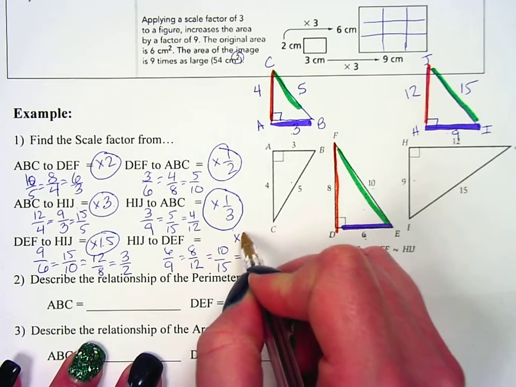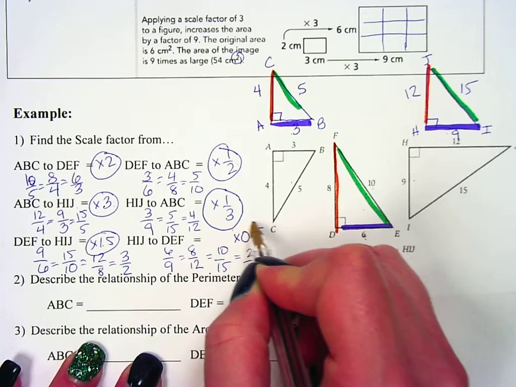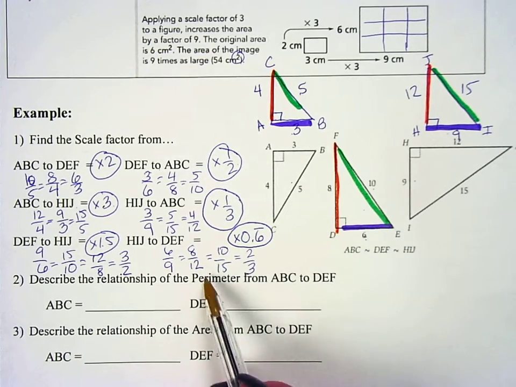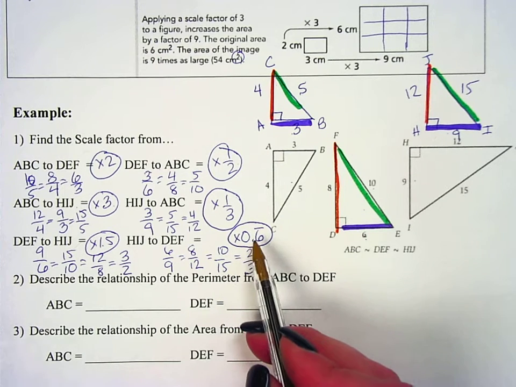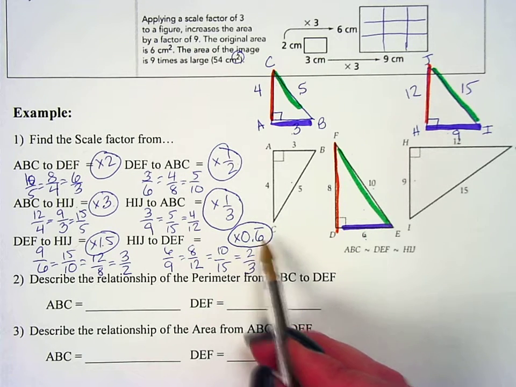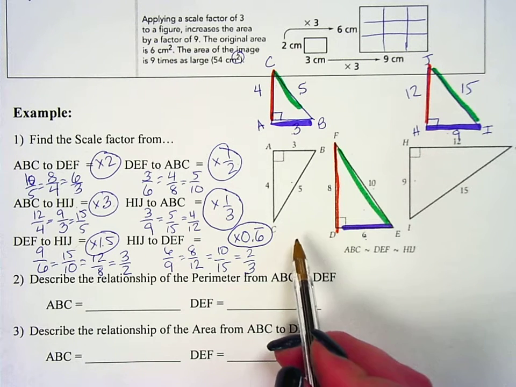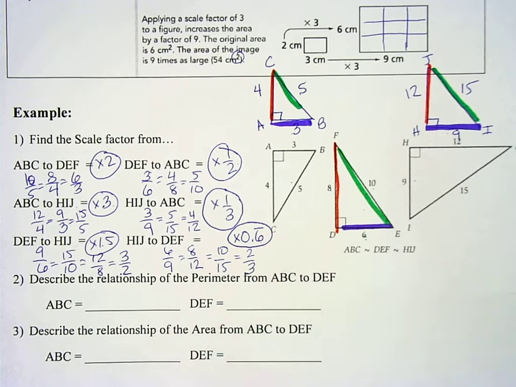Or we can say our scale factor is times 0.6. So in your calculator, 6 divided by 9, 8 divided by 12, 10 divided by 15, all of those should say times 0 and then 6, 6, 6, 6, 6 forever. That last number of 7 was a 6 followed by another 6, so it got rounded up. So this 6 does repeat and go on forever.